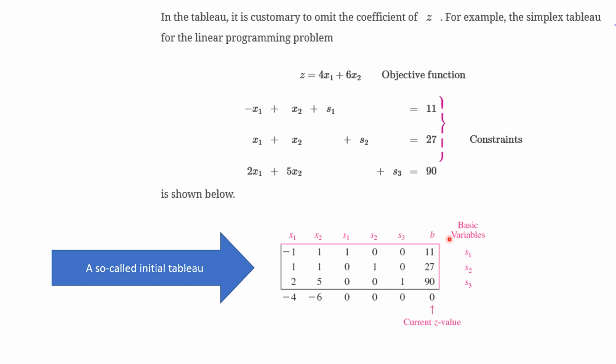Now, what happens here is we start with the basic variables being the slack variables. We don't expect these to be involved in the final solution, but this is where we start. You see we have 1, 1, 1 here. So this means we're starting with s1 being 11, s2 being 27, and s3 being 90, and the others are 0. This is our so-called initial tableau. And notice, please, my dear students, that except for the non-negativity constraints, everything is represented in this tableau, this augmented matrix.